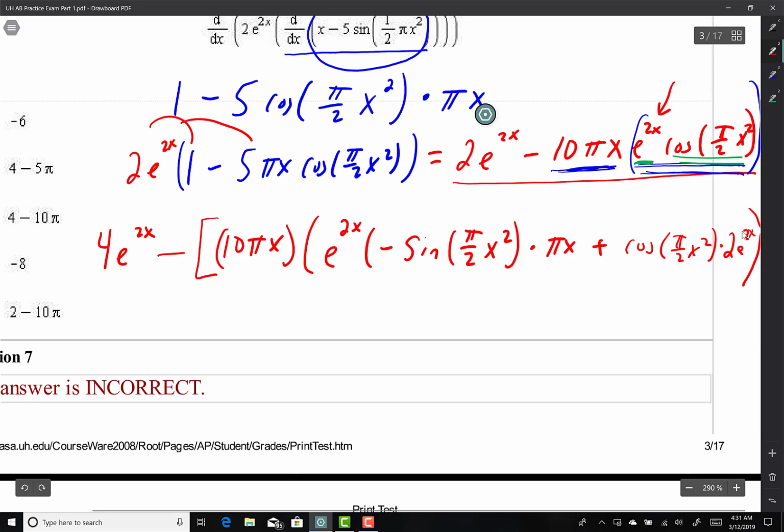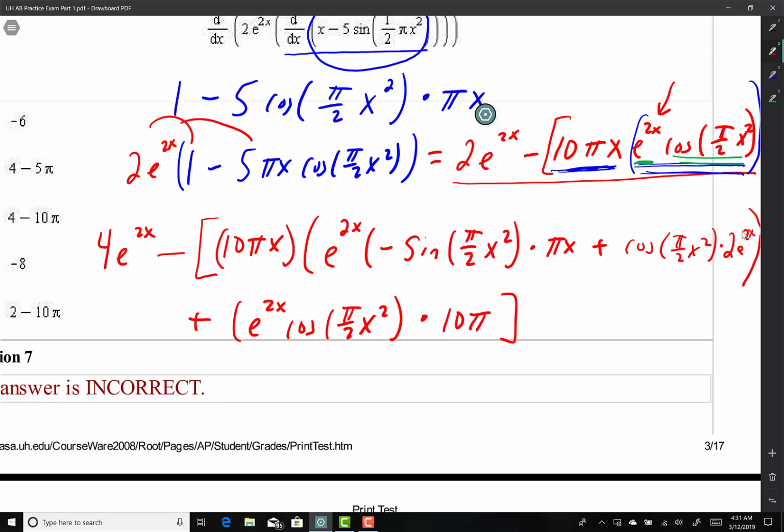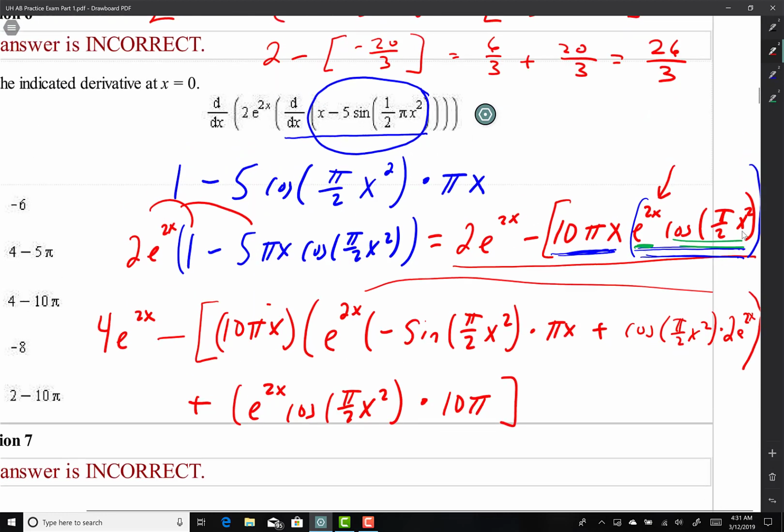All right, we're not done yet. Plus second times derivative of the first. Derivative of the first is 10 pi. All right, let's see if we did it right. First times derivative of the second, which is all this mumbo jumbo, plus second times derivative of the first. Yeah, looks correct to me.